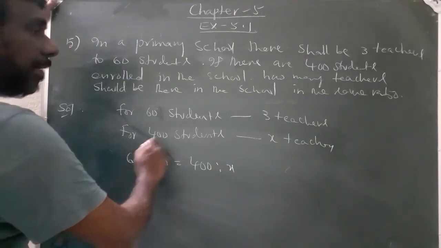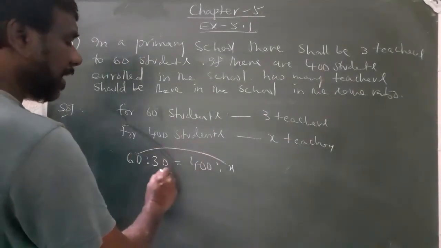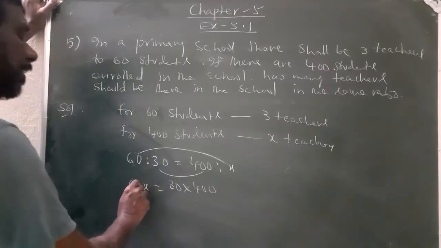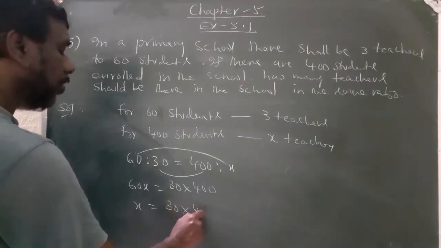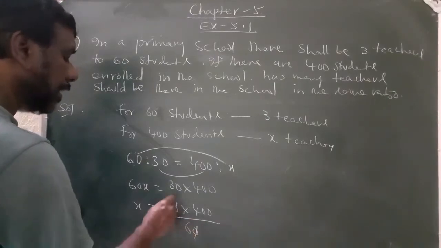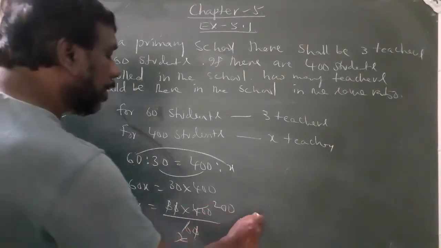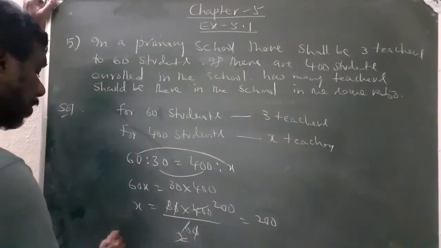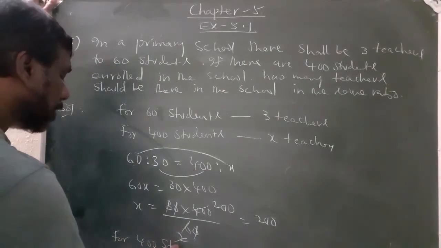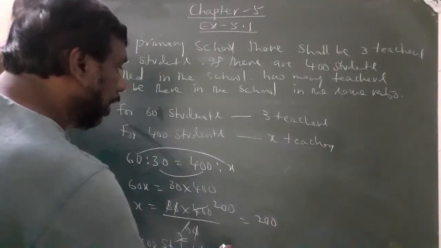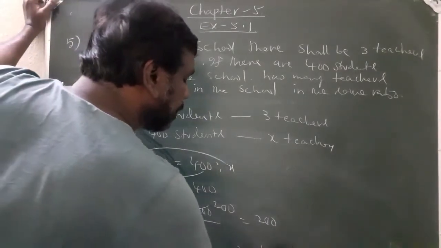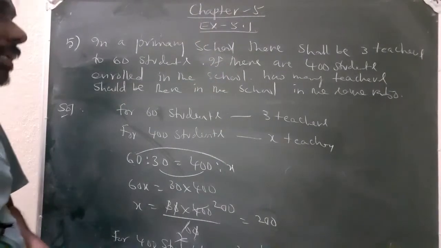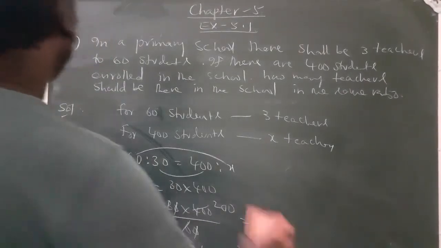So when two ratios are equal, because it is given in the same ratio, product of extremes equals product of means. 60 into X, 60X, equals 3 into 400. The 60 transposes to that side, 3 into 400 by 60. 0, 0 cancel, 2 times 20. So for 400 students, how many teachers are required here? 20. So for 400 students, 20 teachers required. So like that you have to do this sum. Okay, students. Now we'll see the next question.